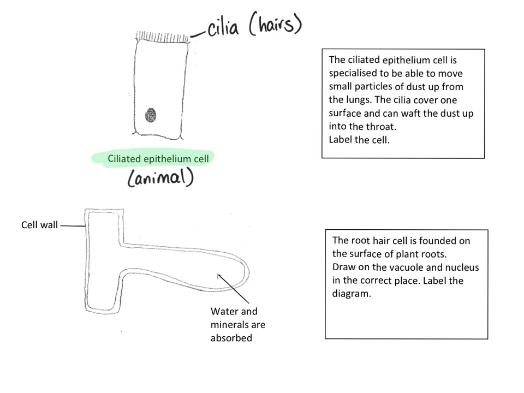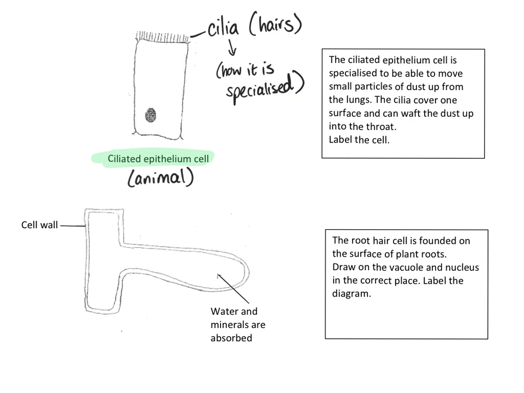So again, the job of the ciliated epithelium cell is to keep your airways nice and free of dust. And how it's specialised for that job is these little cilia, these hairs that can move and waft up dust into the throat, combine it with mucus, and you can then cough it out. So again, you might want to add to your notes that it is the cilia that makes it specialised. You can see other than that, it looks like a fairly standard animal cell.